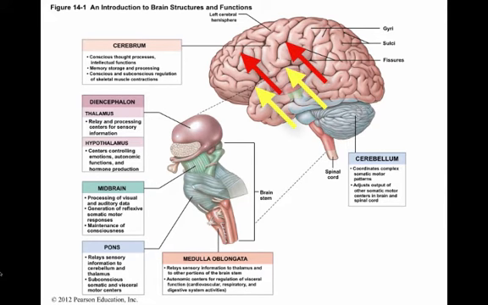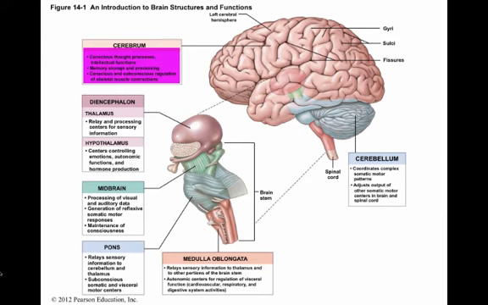The cerebrum is the origin of most higher mental functions, including conscious thoughts, sensations, intellect, memory, and complex movements. We'll look more closely at the cerebrum in a different segment.